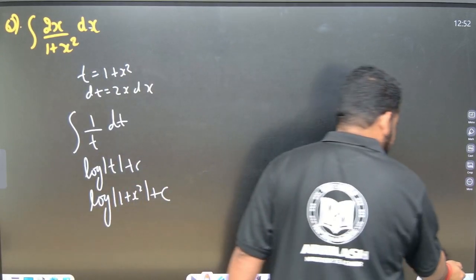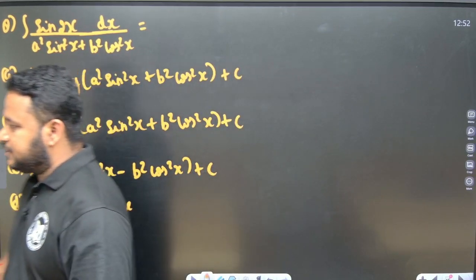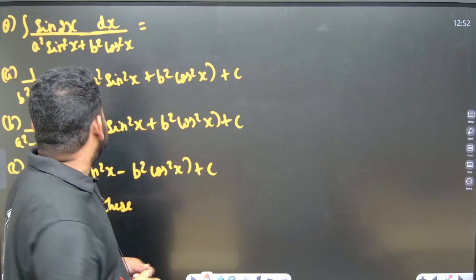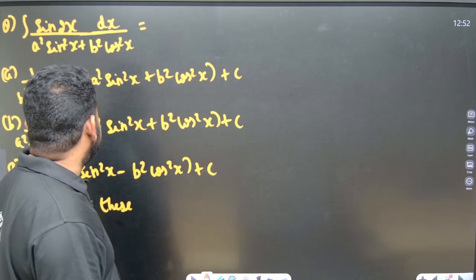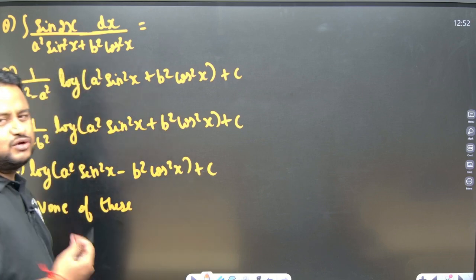Okay, this you know already. Very simple question. Now have a look at this question, friends. They have given integral of sin 2x dx by a square sin square x plus b square cos square x is equal to what? Here we can solve it using two methods.